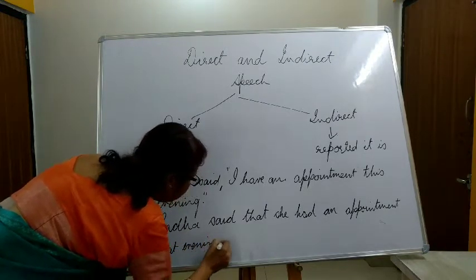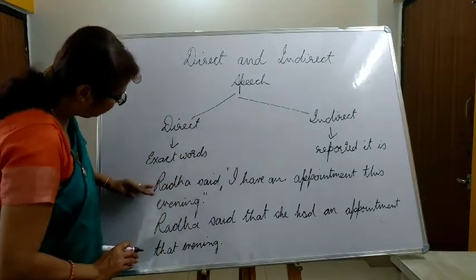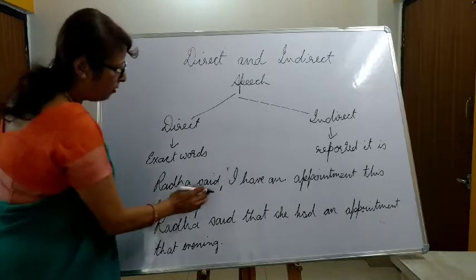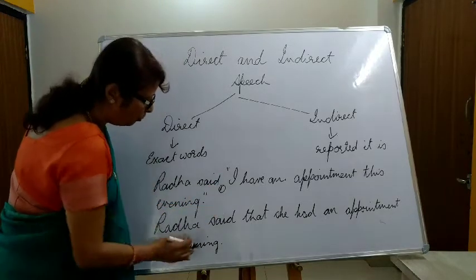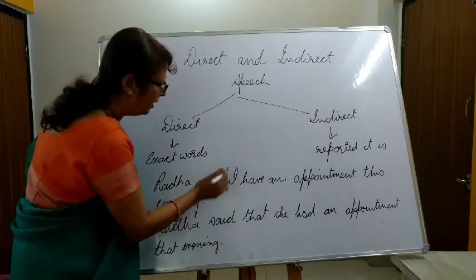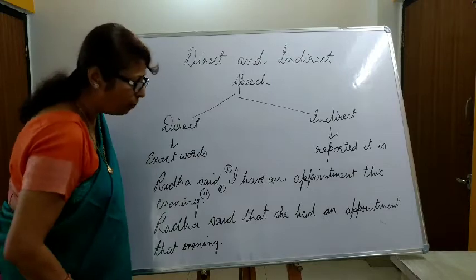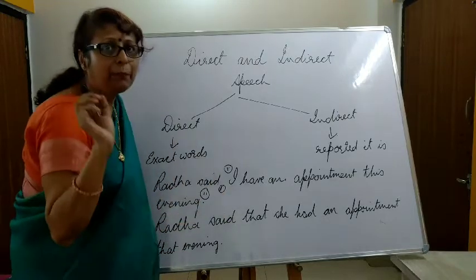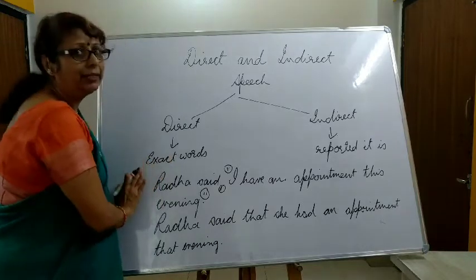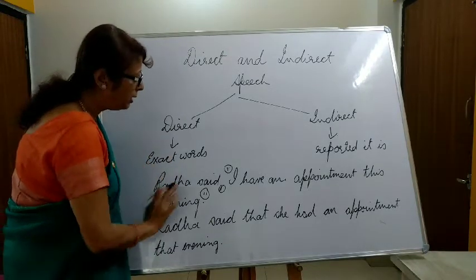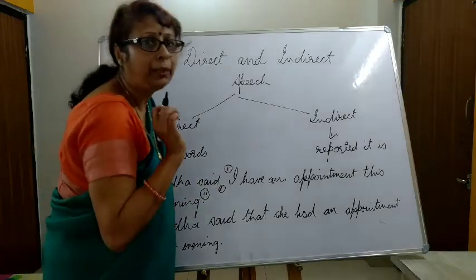Now let us discuss the changes that we have made when we have changed the sentence from direct to indirect speech. First change is the comma. This comma we have removed. You cannot find the comma over here. And the second change is the inverted commas. So the first basic rule that you have to remember is that when you are changing a sentence from direct to indirect speech, the comma and the inverted commas are to be removed.